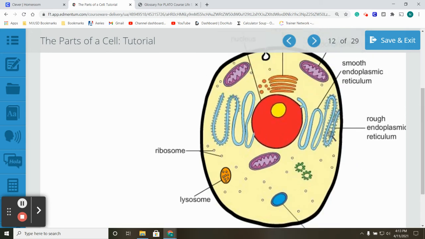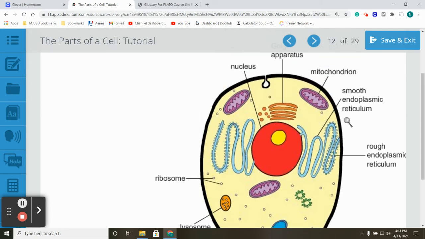So rough has the bumps, but it still goes back and forth. And the smooth does not have the bumps. Oh, notice that there is smooth attached. Sorry, I messed up. There's the smooth part and the rough part.